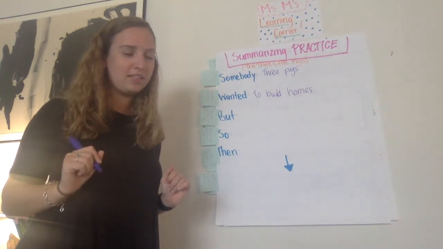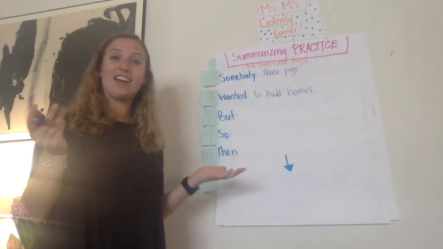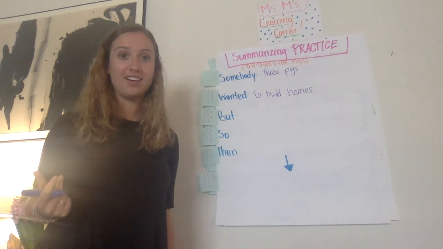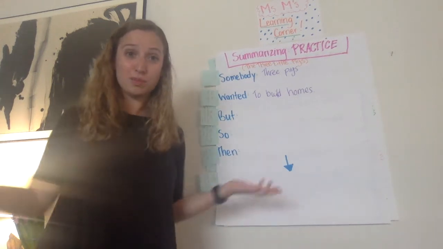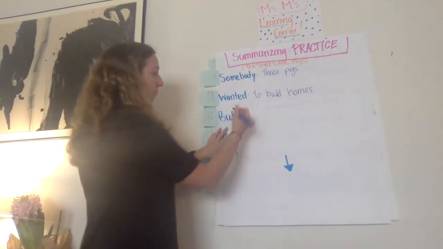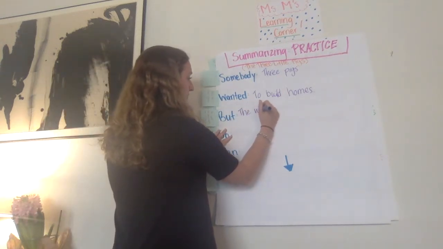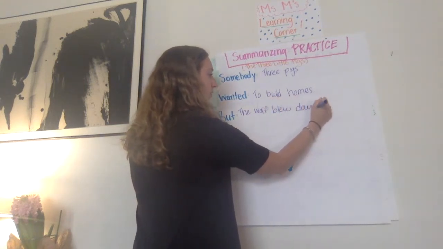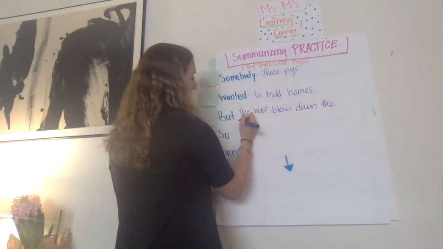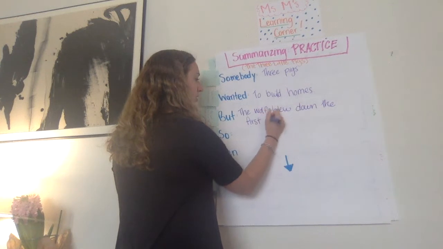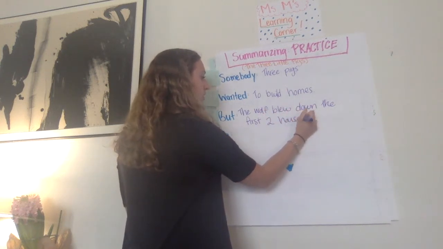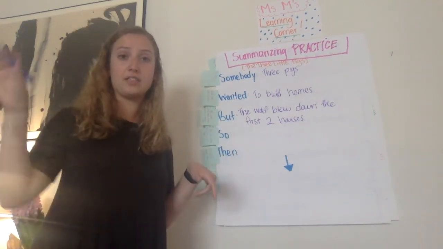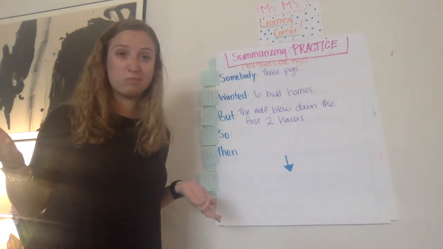But something happens. Does anybody know what happens? Right, the wolf comes down and he blows the first 2 houses away. All right, so that's our problem, that the wolf is coming and he's blowing down all these houses. So our problem, the wolf blew down the first 2 houses, right? The first pig and the second pig, their houses made of hay and sticks, they got blown away. So that's the problem.